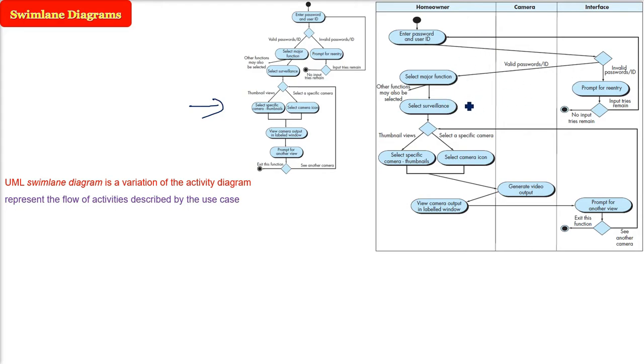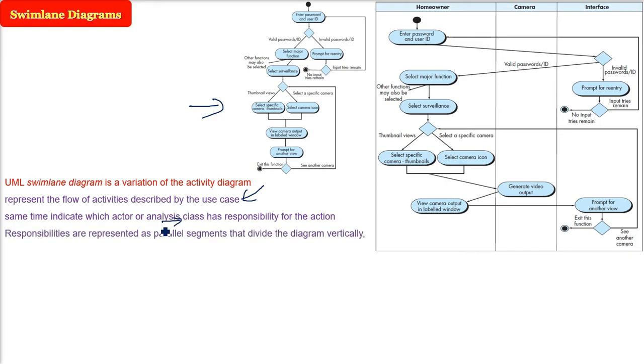This represents the flow of activity. The swim lane diagram represents the flow of activities which is actually described by your use case. At the same time, it will indicate which actor or analysis class has responsibility for the action. I'm just talking about the classes; we'll talk about them later in detail. But whichever classes you have identified, or the actor, has the responsibility for this action. And the responsibilities are presented in parallel segments that divide the diagram vertically.